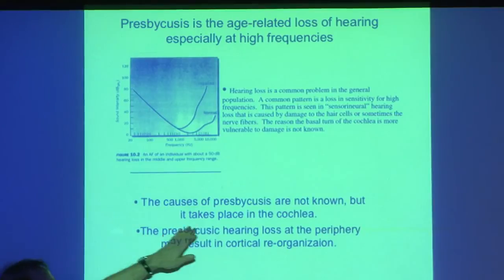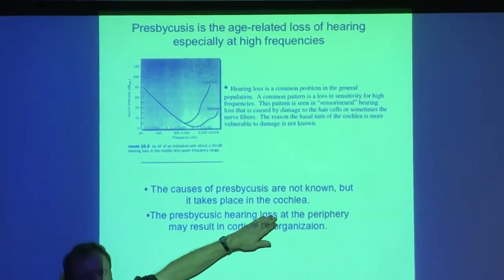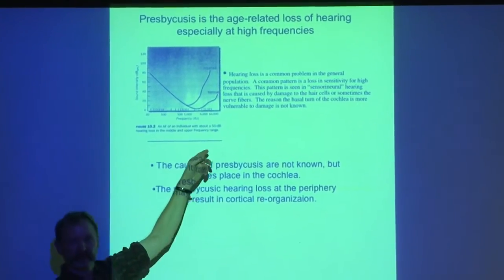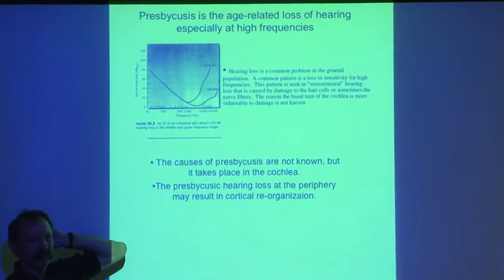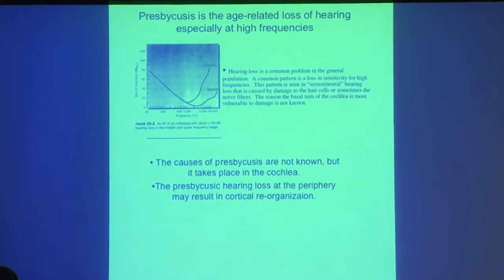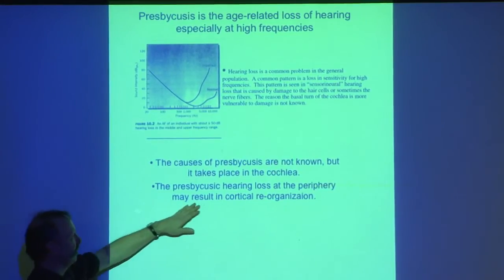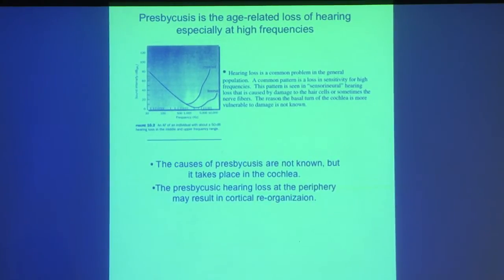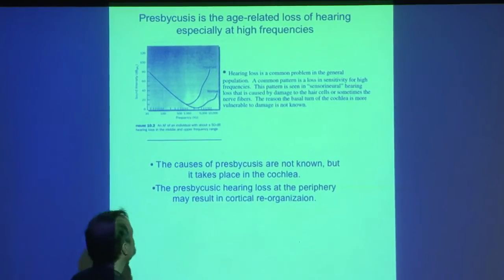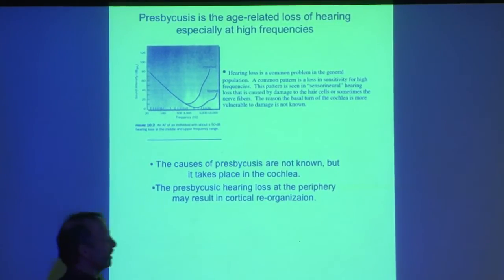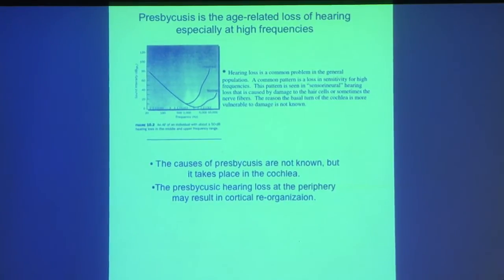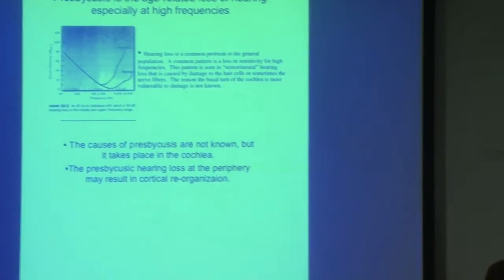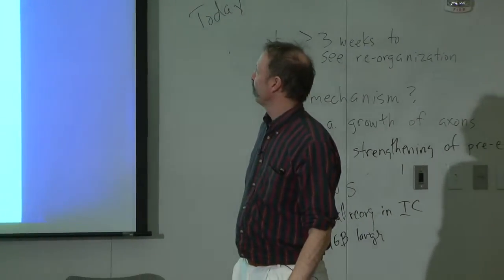The causes are not known, but clearly it takes place in the periphery, which is very similar to the lesion study we just went over. It's a peripheral hearing loss. What happens to your central pathway? It probably results in cortical reorganization in the human. And again, I can't spell. There's a missing T here. So we probably all, and we have plenty of time. This hearing loss doesn't happen in days. It happens over the course of our lifetime. There's plenty of time to reorganize the cortex.